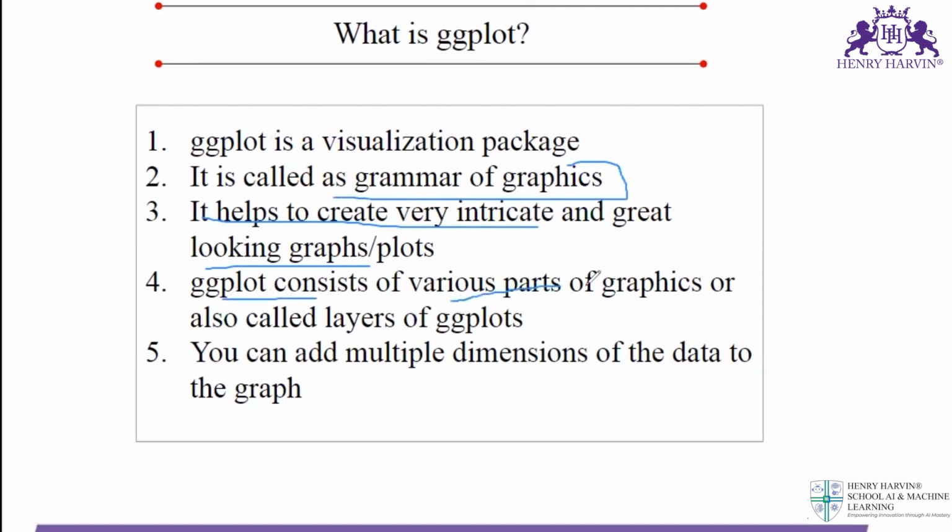ggplot consists of various parts of graphics, also called layers of ggplot. We can add multiple dimensions of our data set to the graph. So ggplot helps us to create very intricate and great looking graphs that are very multi-dimensional. That means we can add multiple variables of our data set to the graph, which makes our data interactive. So that's why it is called the grammar of graphics.